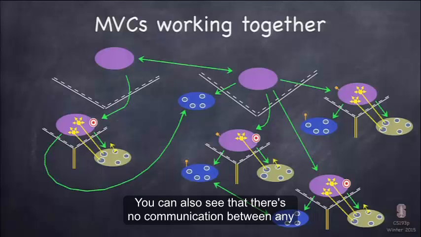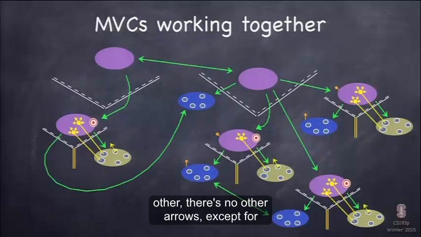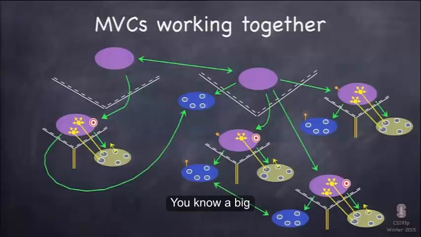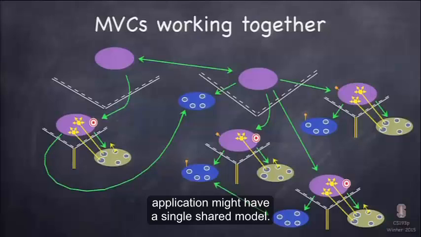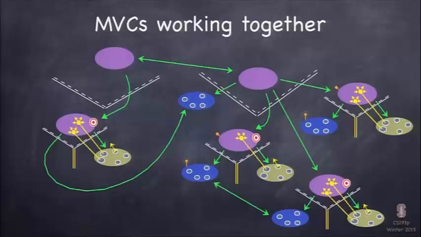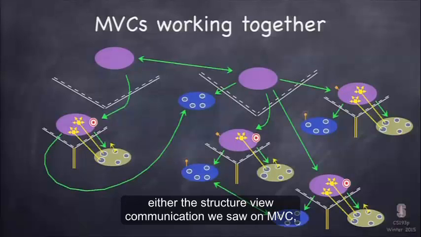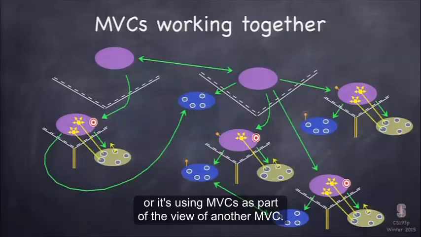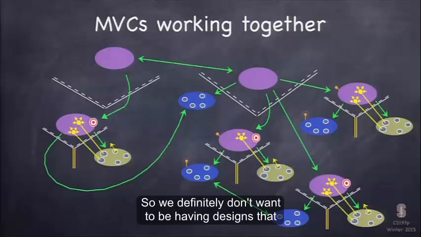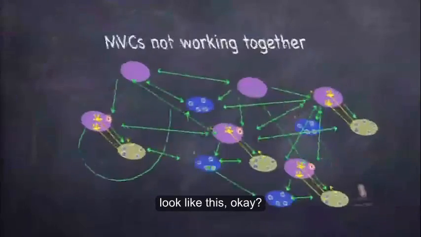You can also see that there's no communication between any other, there are no other arrows except for some of the models. You see some of the models are communicating with each other. A big application might have a single shared model, or the models might be split off into pieces to be used by sub-MVCs. But that's the only kind of communication you have there. All other communication is either the structured view communication we saw in the MVC, or it's using MVCs as part of the view of another MVC. Any question about that?